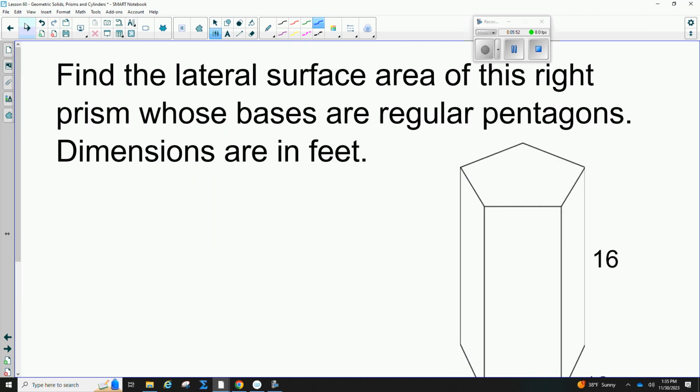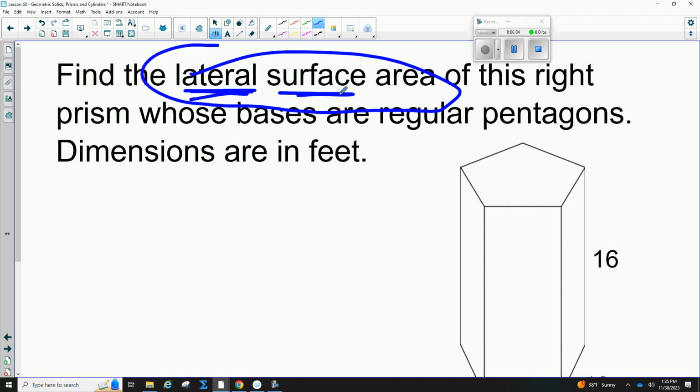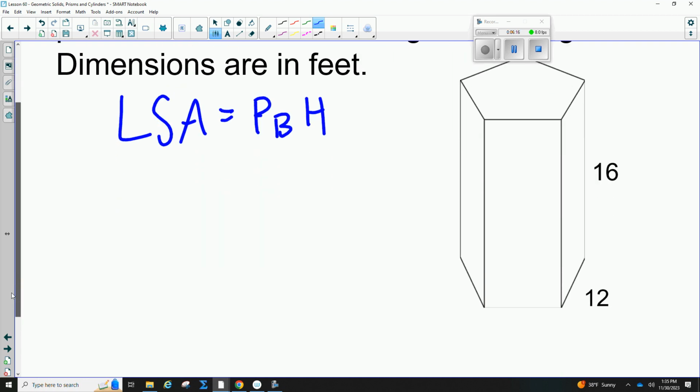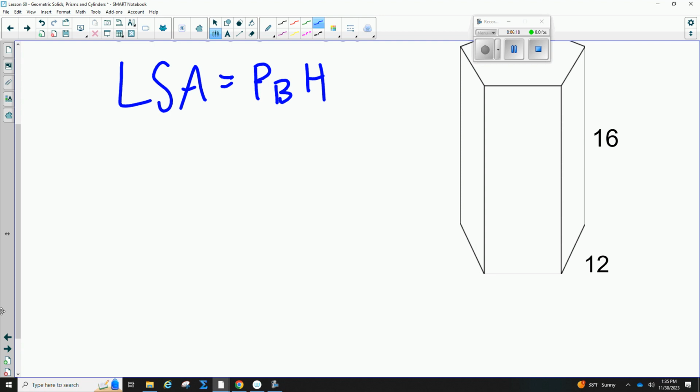Find the lateral surface area of this right prism whose bases are regular pentagons. Dimensions are in feet. All right, lateral surface area. Read carefully. Don't do surface area. Do lateral surface area, which is even easier, okay? Lateral surface area is just perimeter of the base times height. All right, and you're like, uh-oh, oh, there it is. Oh, good. Okay, we have a 12 right there. That is very helpful.